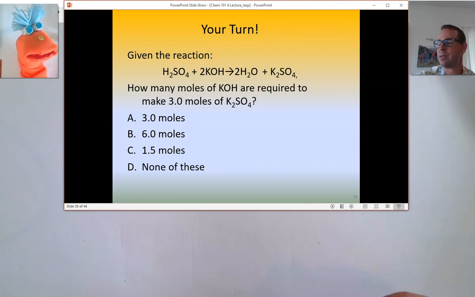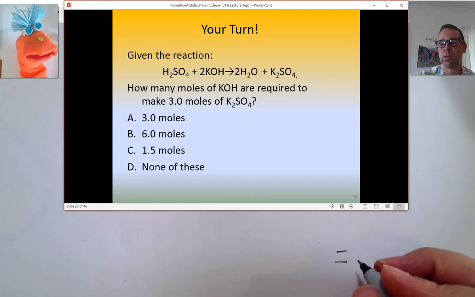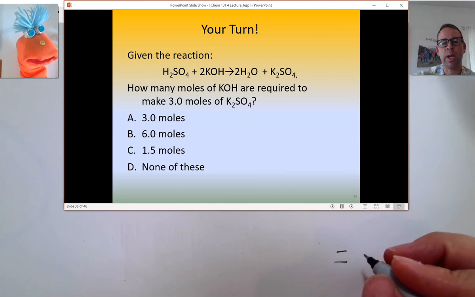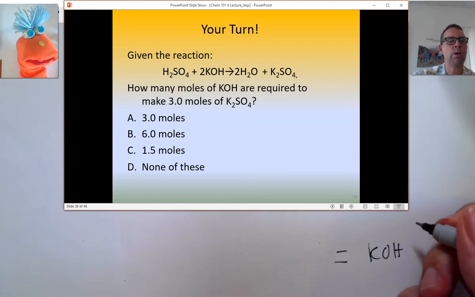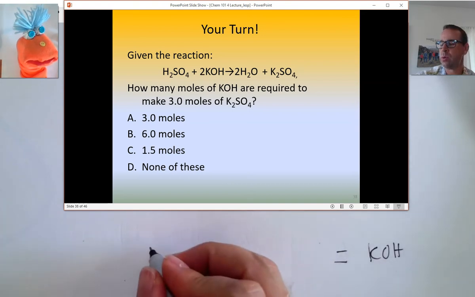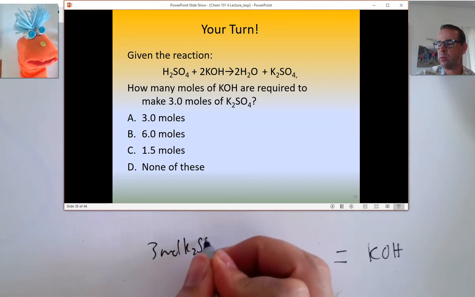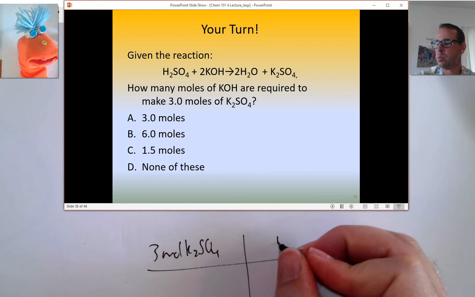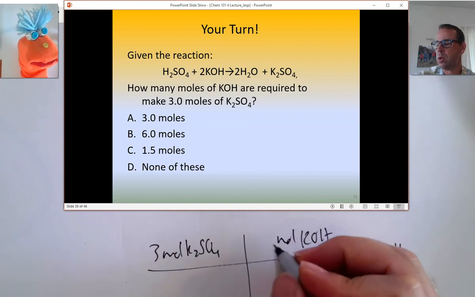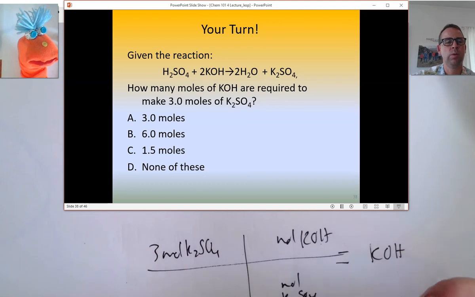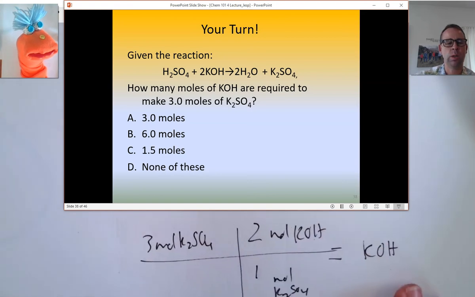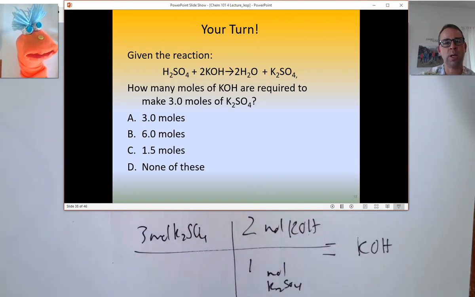All right, very good. So let's see if we can get the same answer with our method here, right? How many moles of KOH are required to make 3 moles of K2SO4? So 3 moles of K2SO4, and I need to go from moles of K2SO4 to moles of KOH. Where do I get this ratio? From the equation. That's right. What is it? 2 to 1. Very good. 2 to 1. So 2 times my 3, that's where I get my 6 from. Excellent work.